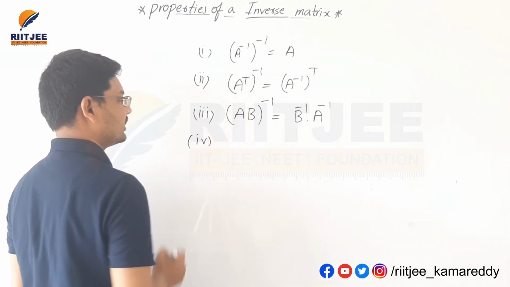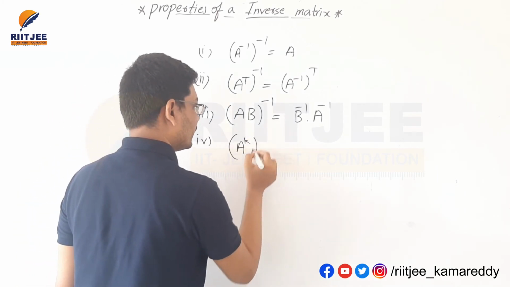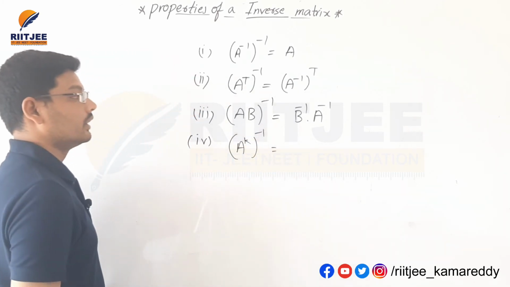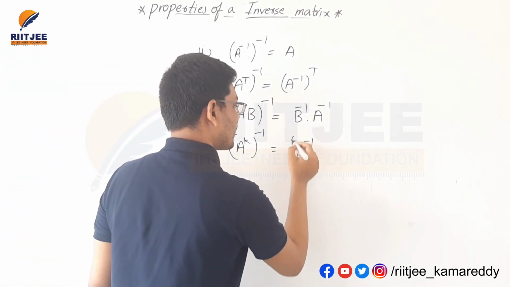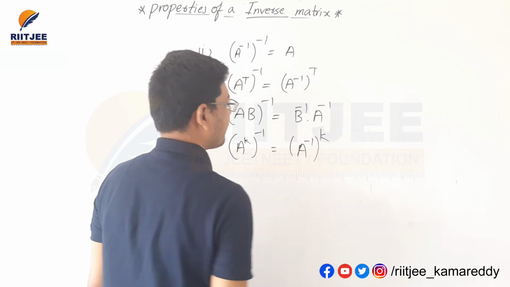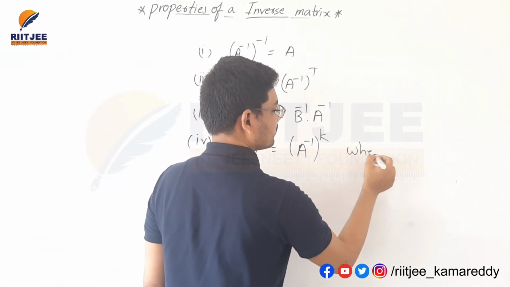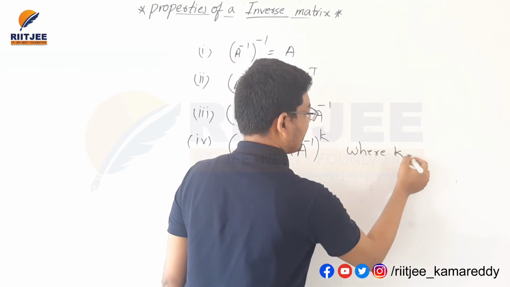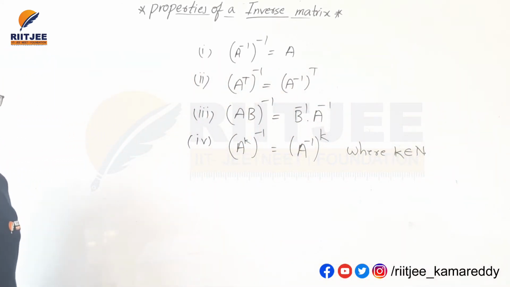And the fourth property is here: (A^k)^-1 is equal to (A^-1)^k, where k belongs to N, the natural numbers. This is all about property number 4.